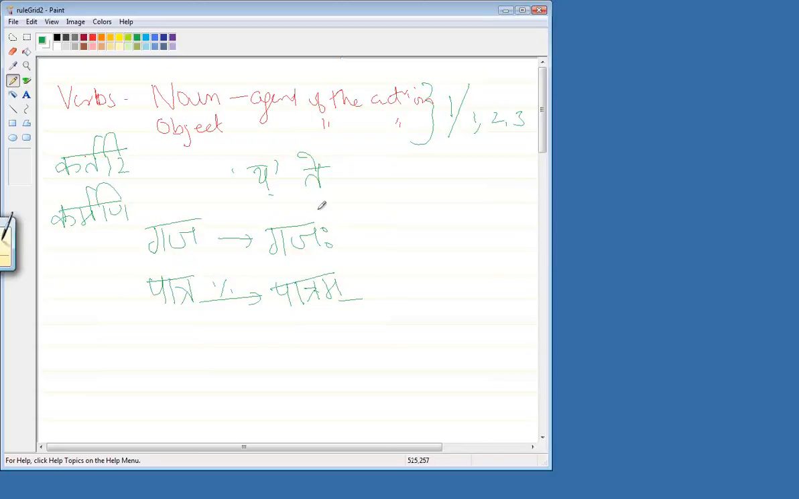In general, you can generalize this rule that this is so for all akaranta napumsaka. When it is akaranta napumsaka, in the nominative singular, it will not remain a, it will become m. Okay? So, patram. Akaranta napumsakalinga. That is different from pullinga. If it is pullinga, it is gajaha. Suppose gaja was a neuter, napumsakalinga. It would have become gajam. It would have become gajam, gaje, gajani.